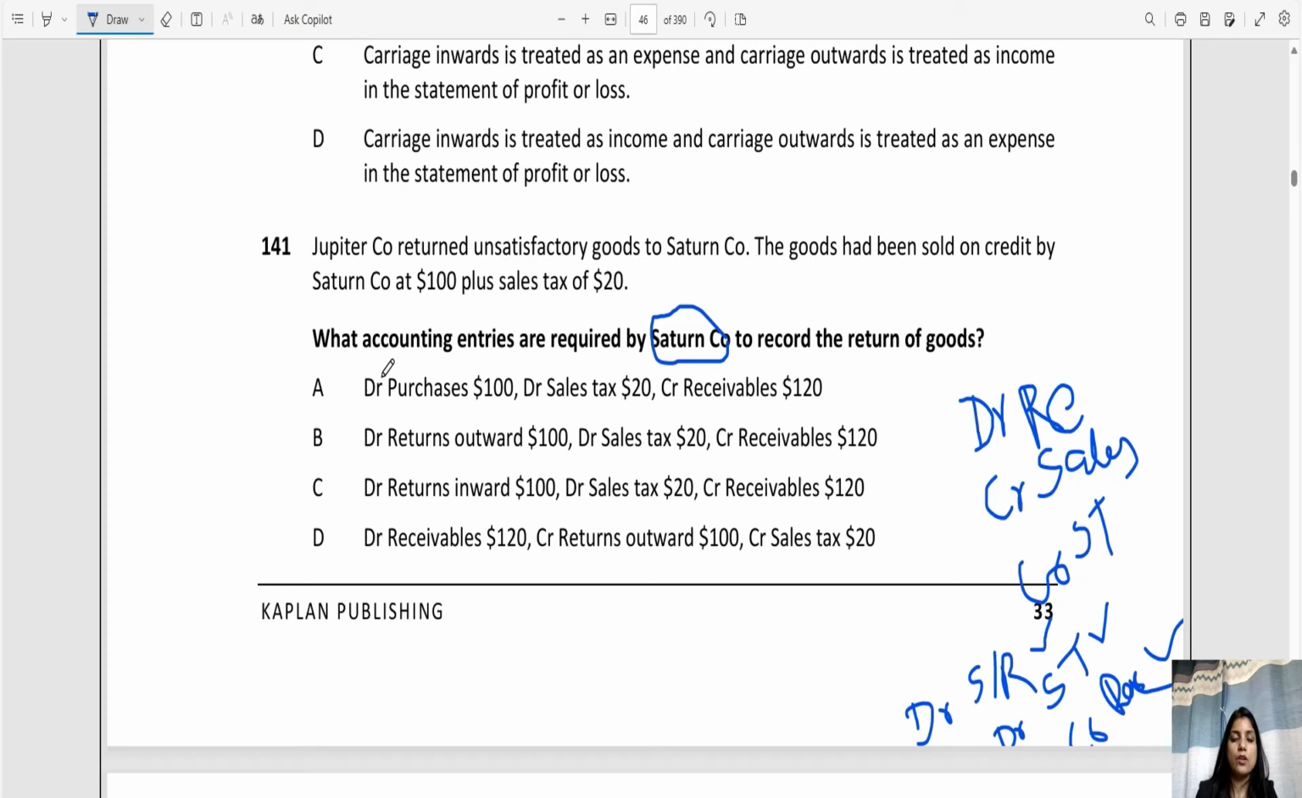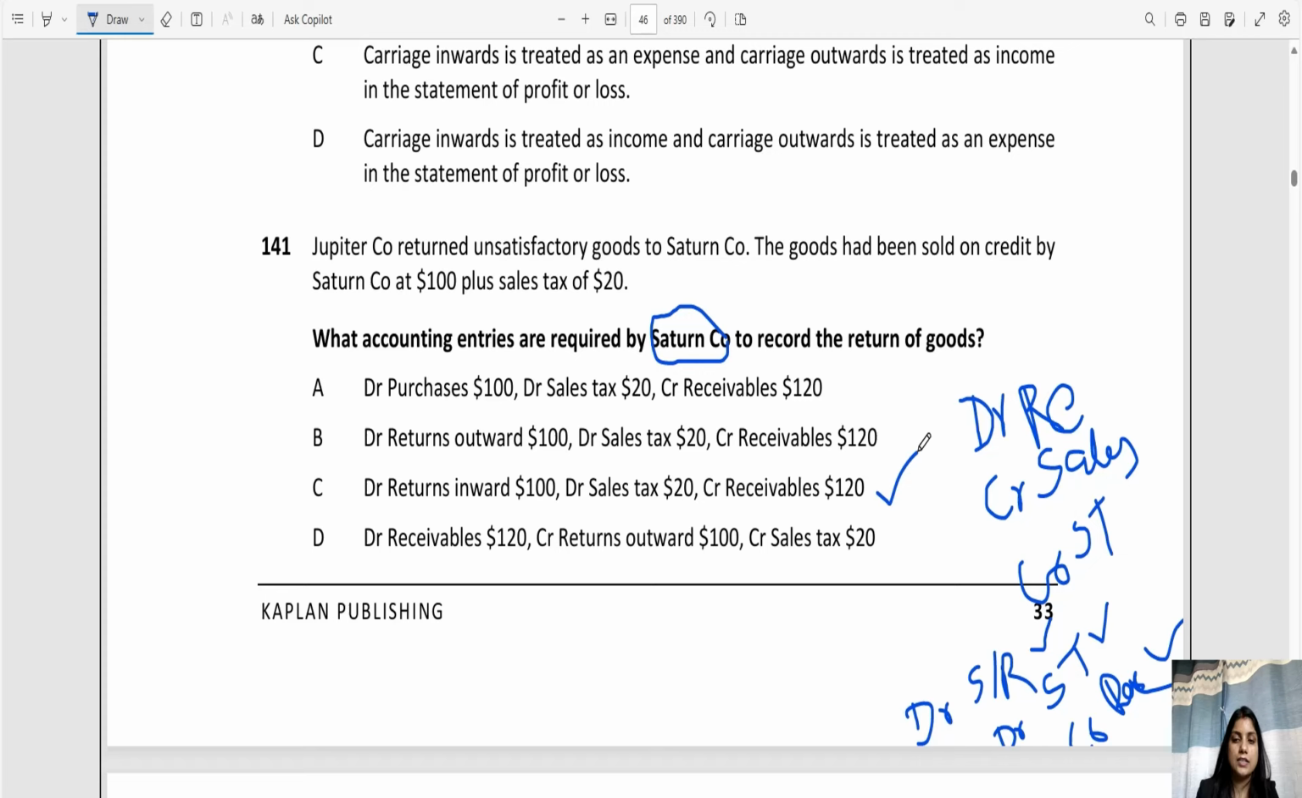Option A was related to the point of view of Jupiter Company, who purchased the goods, or the initial purchase transaction. The question has been asked in relation to Saturn Company, so it's incorrect. B is return outward, and okay, sorry, it's my fault. Basically, Jupiter Company will book the payables, and here we have booked receivable, so it's already incorrect. Same case for B. And C is debit return inward, which I said is another name for sales return, and debit sales tax amount is also correct, and credit receivable is also correct. So C is the correct answer.